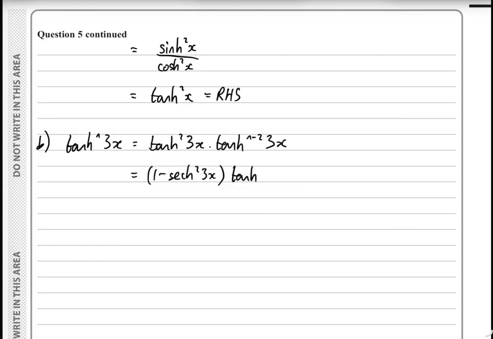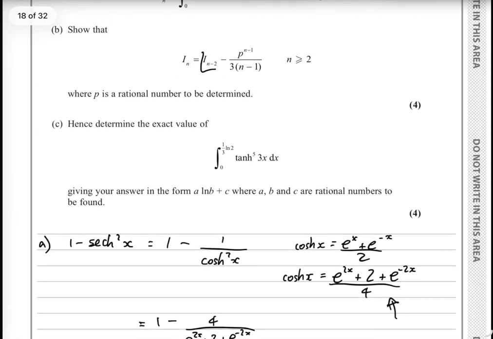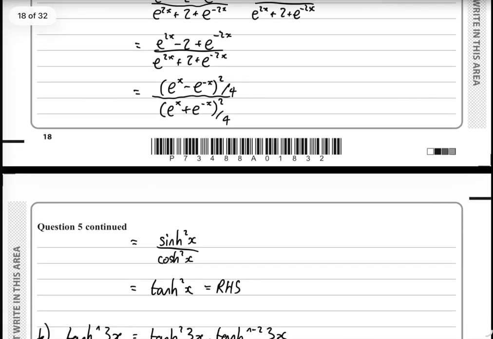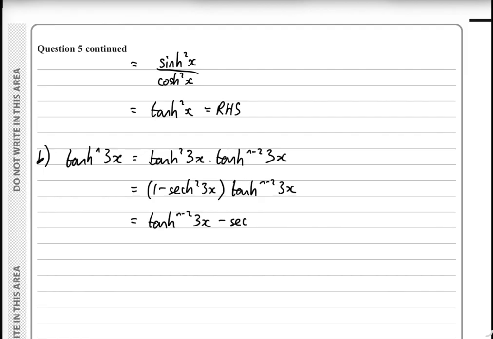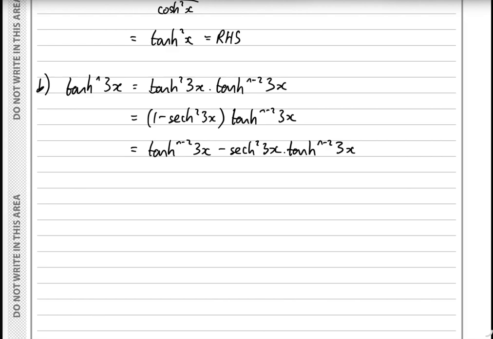Times by tanh n minus 2 of 3x. Multiply that out, seems like a sensible idea, because that gives me this term by itself, which is going to be the I n minus 2 bit here. But it also gives me this sech squared 3x times tanh n minus 2 of 3x. That's okay because we're going to integrate that. I can see where that's going because this is the derivative of tanh.